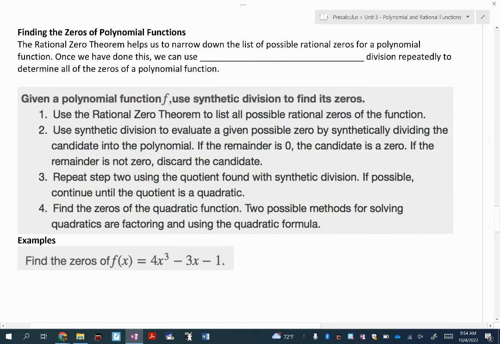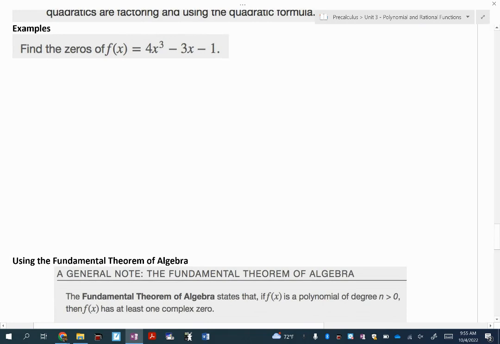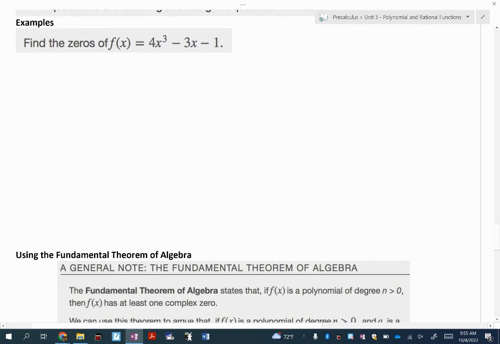Okay, so let's get into the whole point of doing the last lesson on synthetic division and now introducing, or really reviewing, the rational zero or rational root theorem. We're going to be using synthetic division to help us figure out those rational roots or zeros. And then from there, most likely I'll be using my understanding of solving quadratics to finish. I'm going to find the zeros of 4x cubed minus 3x minus 1 equals 0.